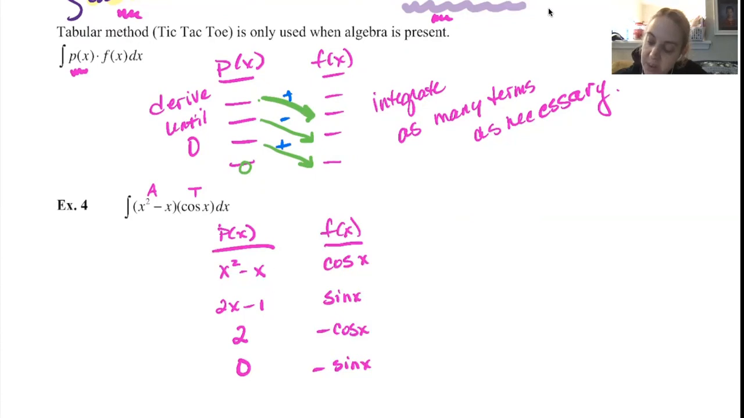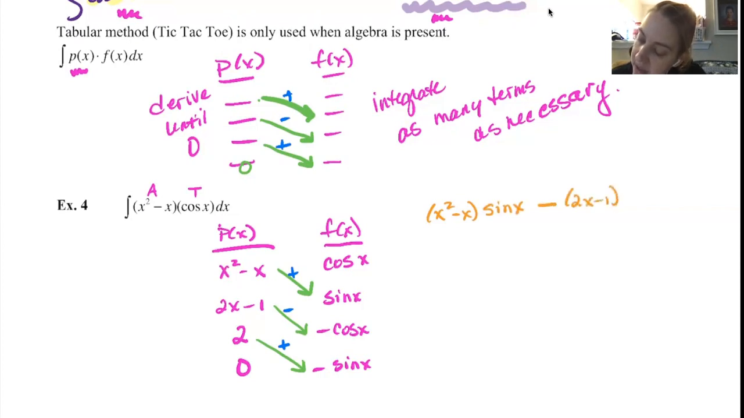So now we have to match them up on the diagonal. x squared minus x goes with sine, 2x minus 1 goes with negative cosine, and 2 goes with negative sine. And then don't forget about the sign. So this is positive, negative, positive, and they would alternate all the way through. So how do we put all this together? Well, they get multiplied. So this becomes x squared minus x times the sine of x, minus 2x minus 1 times a negative cosine of x, plus 2 times a negative sine of x.